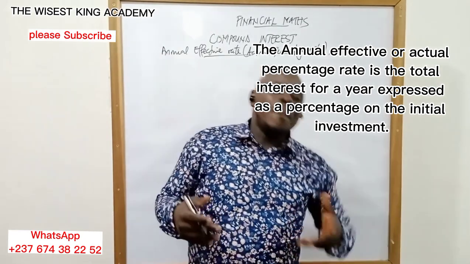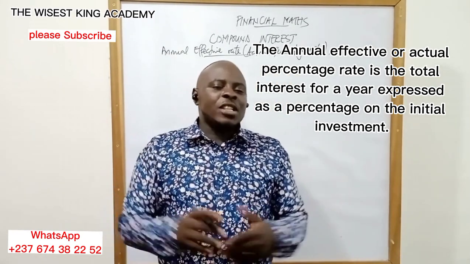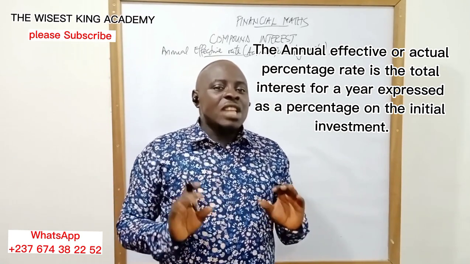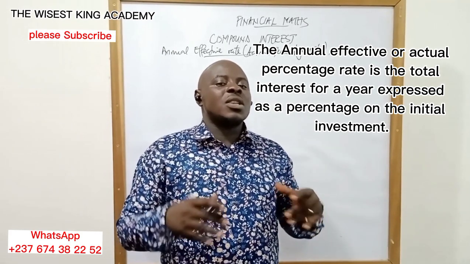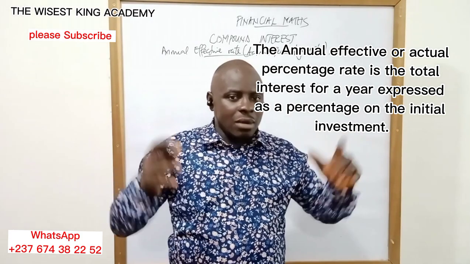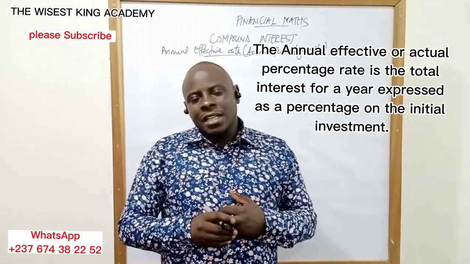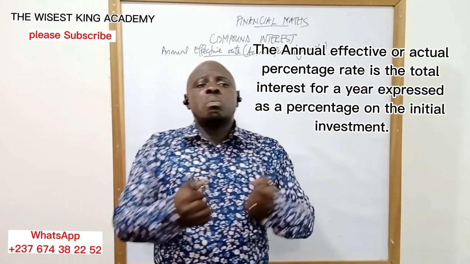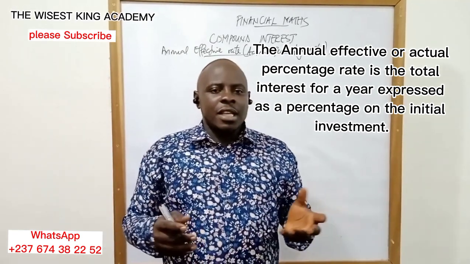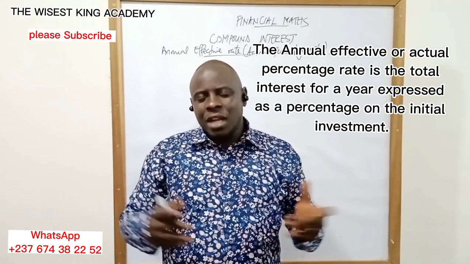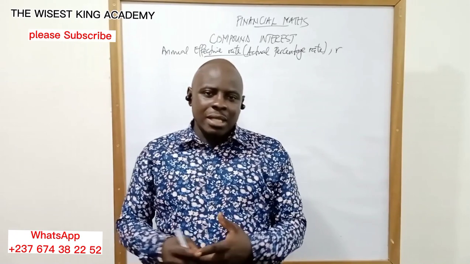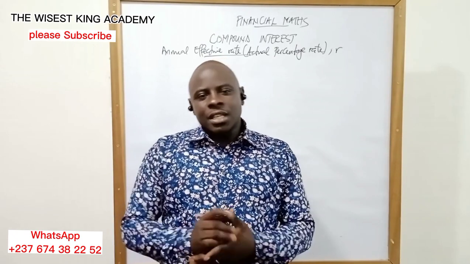So, for an investor, if he compares the annual effective rate, he is going to choose the investment with the greater or the highest effective rate. But for somebody who wants to borrow, if he compares the annual effective rate from various sources, he's going to choose the loan with the lowest annual effective rate.